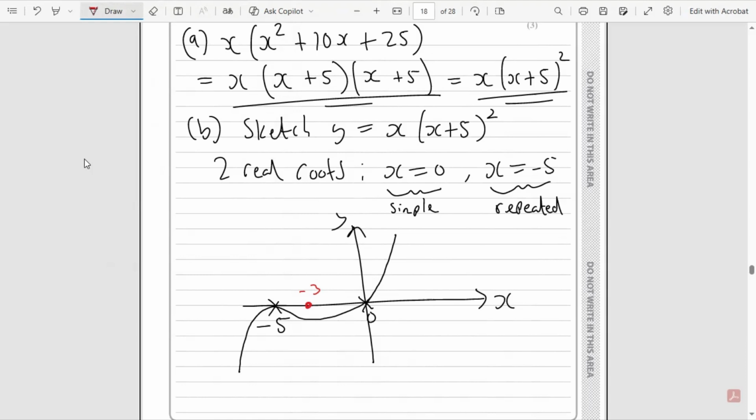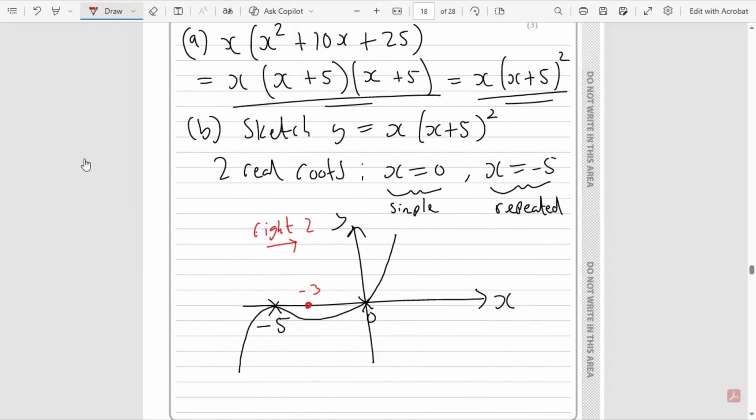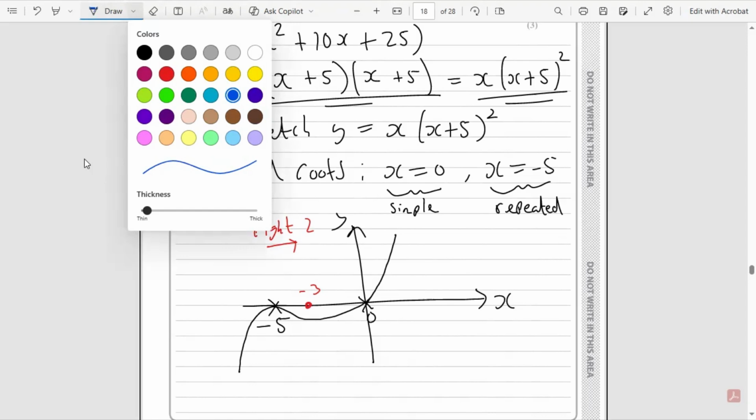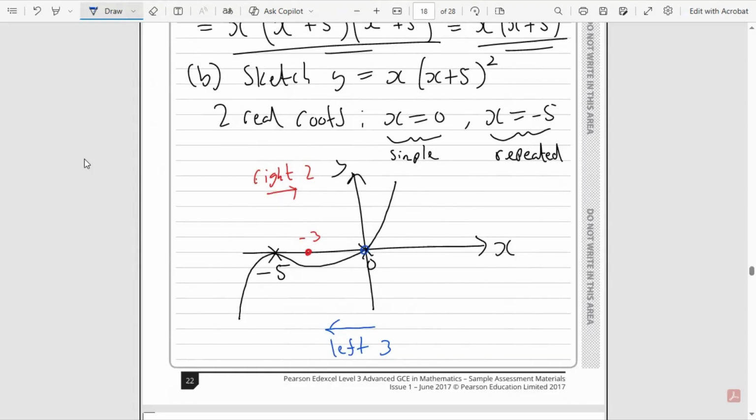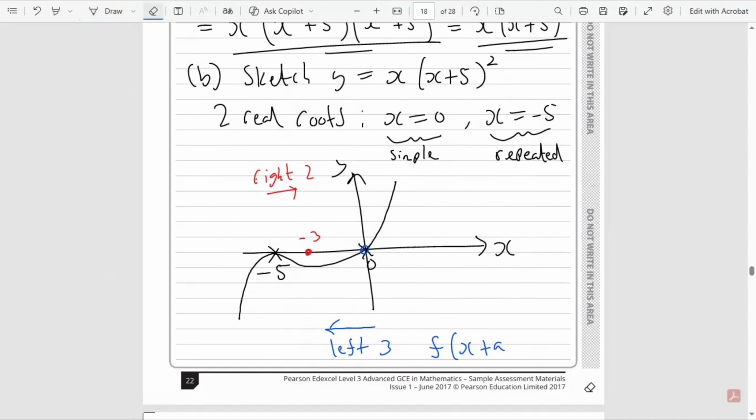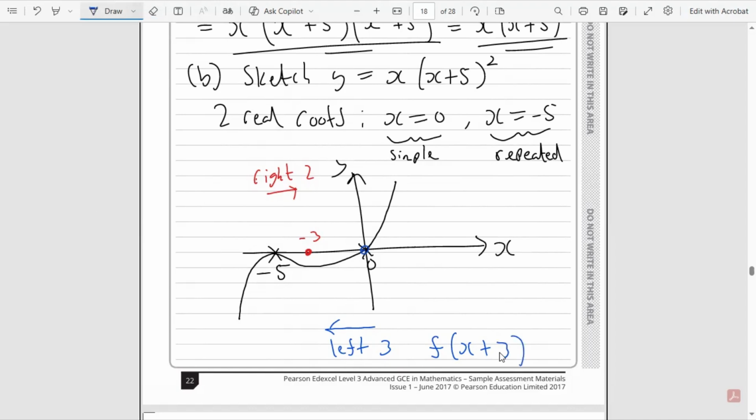We could shift the graph to the right by 2. If we shift that graph to the right by 2, then we obviously touch the -3. Alternatively, we could shift the graph to the left by 3. So left 3, and then this point there moves to the -3. Great. So if we shift the graph left by 3, this is an f of x plus a transformation, or in this case, an f of x plus 3 transformation. Let me just rub out the a there and replace it with 3, because the a in this case would be 3. A equals 3.